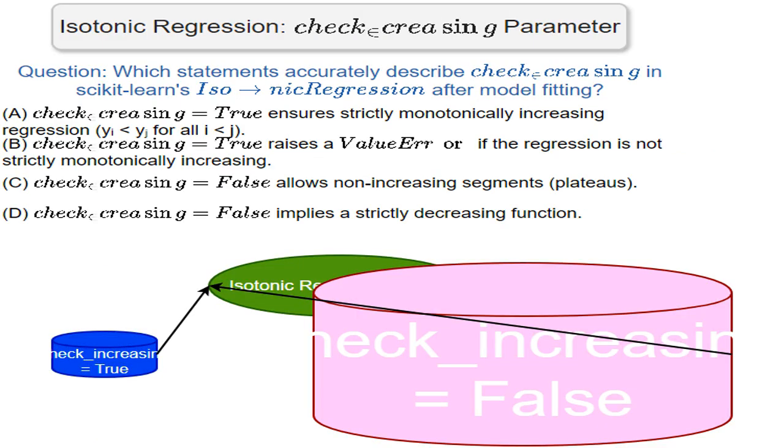Now, I'm setting _check_increasing to false. This means I'm telling the model, it's okay to have plateaus or flat spots in my function. The model is free to create a non-decreasing function with flat sections. It won't force a decreasing trend, it just won't prevent flat sections. It's like saying, I'm okay with some level steps on the staircase.